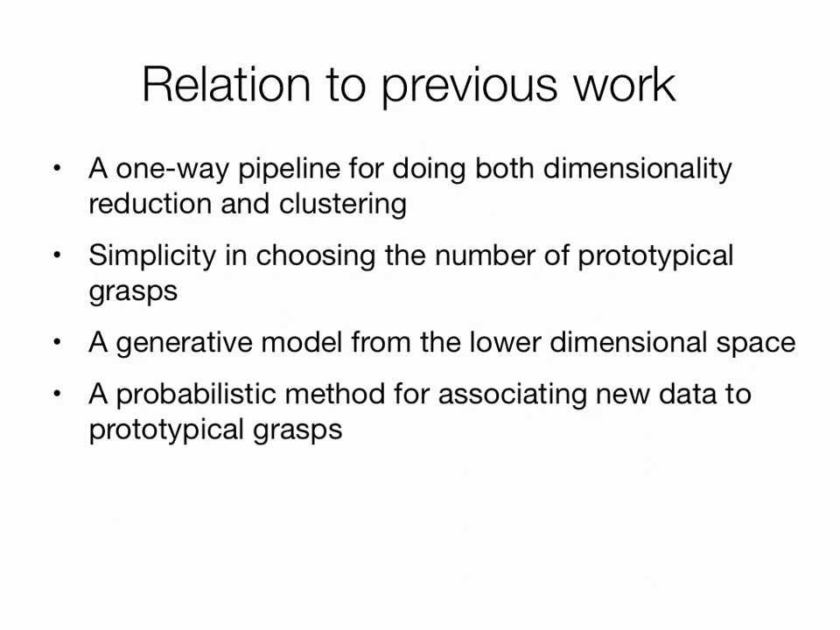And we also have a generative model from the lower dimensional space. So let's say we have been ordered to form a gripper in a special way to prepare for a probable grasp. We can just generate this form in the high dimensional space. And we also have a probabilistic method for associating new data to prototypical grasps. So if you find a new data point, a new shape segment, we can match that to these prototypical grasps quite easily.